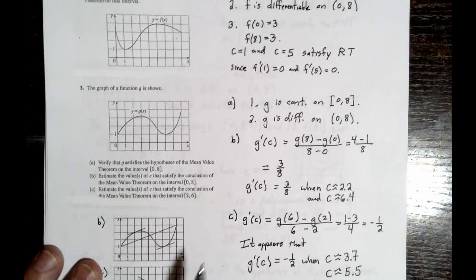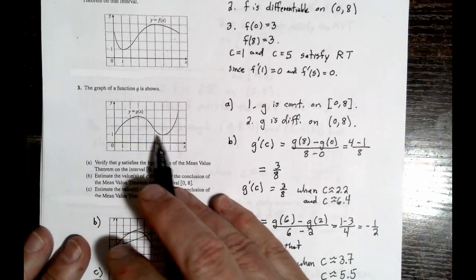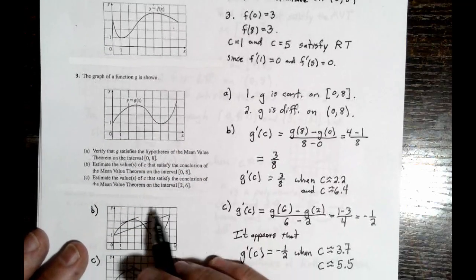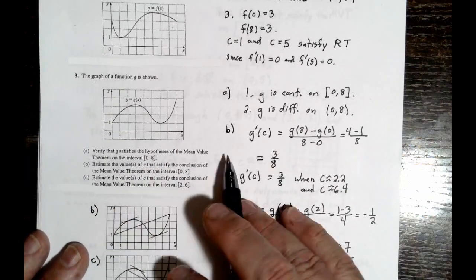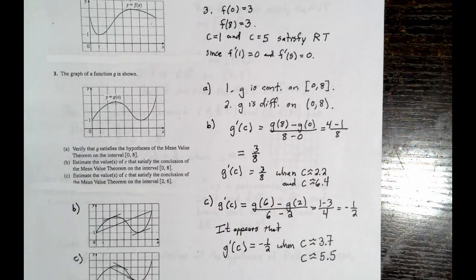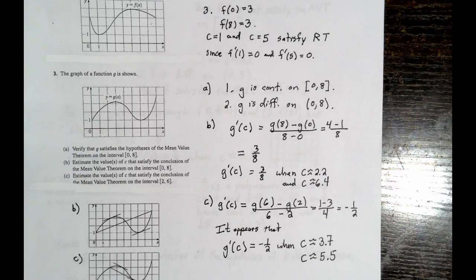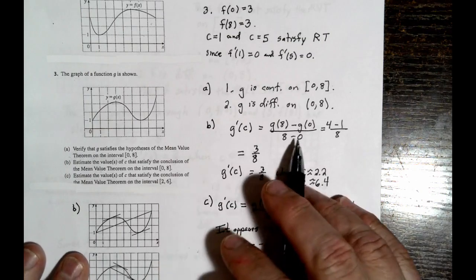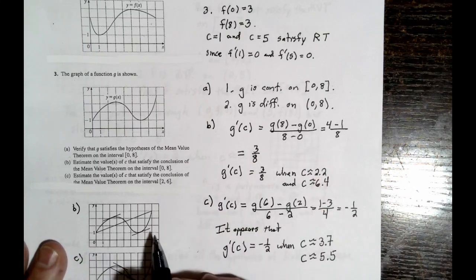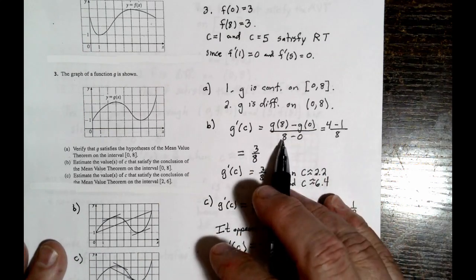Alright, so let's look at the questions that deal with mean value theorem. Question 3. This is a continuous and differentiable function on the closed interval and the open interval. So if we follow the mean value theorem, we should be able to prove that the first derivative at some number c equals the slope, basically, of the endpoints. Right? And so we're talking about endpoints g of 8 and g of 0 and 8 and 0.